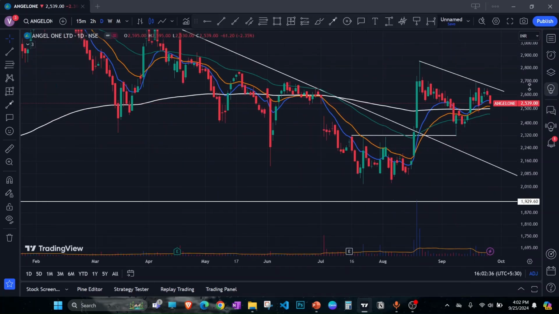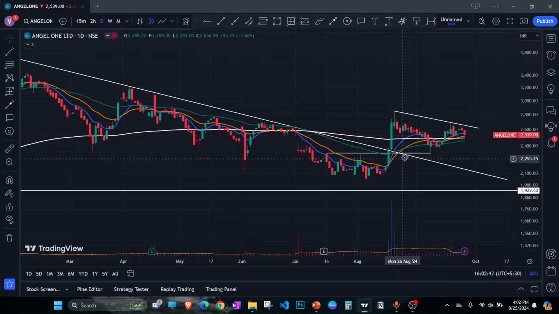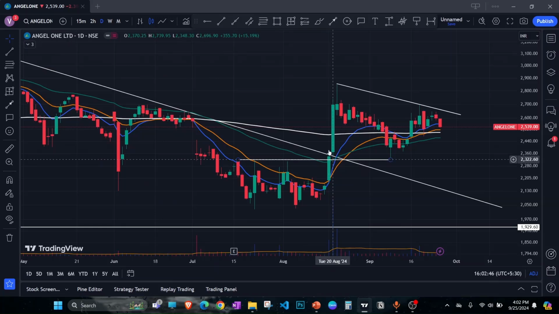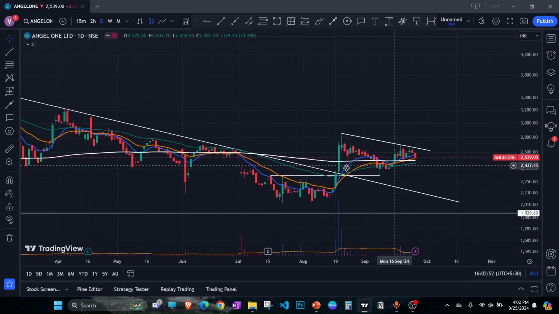And one thing you see, I've already marked this downward trend line. So my point was simple: whenever the price crosses this particular trend line, that is my entry point, right? And this was the day when it actually happened, and again a very sharp up move the next day. And since then it is showing signs of reversal again.